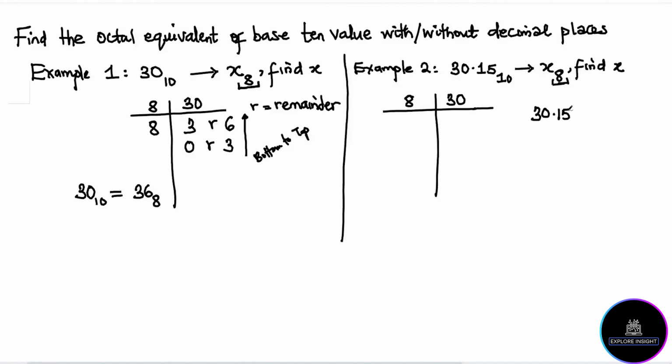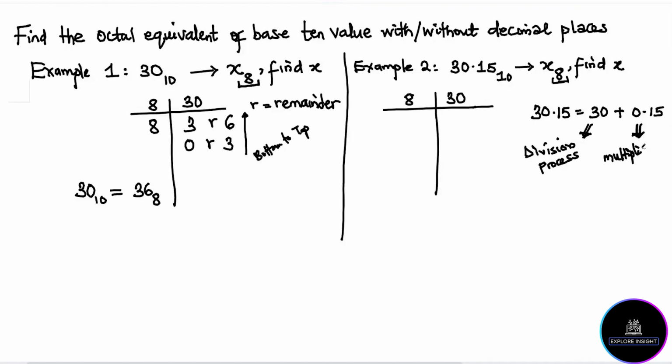30.15 simply means 30 plus 0.15. Now, if you have watched my previous video before this video, I made mention that for the fact I separated this, there are 2 processes I'm going to do for each of them. Standardly, this process will go in using the division process, whereas for this 0.15, we'll be using the multiplication process.